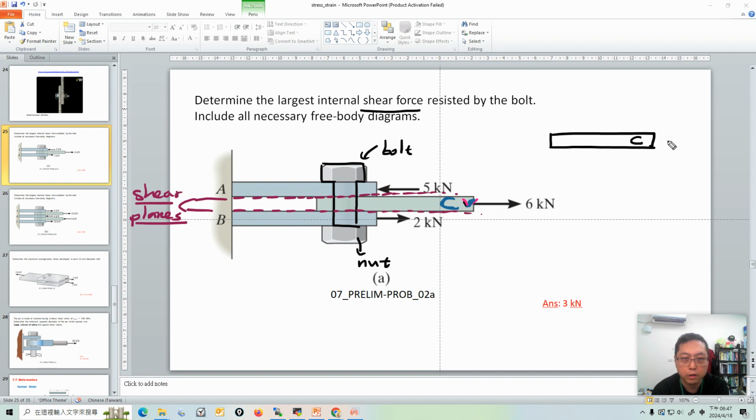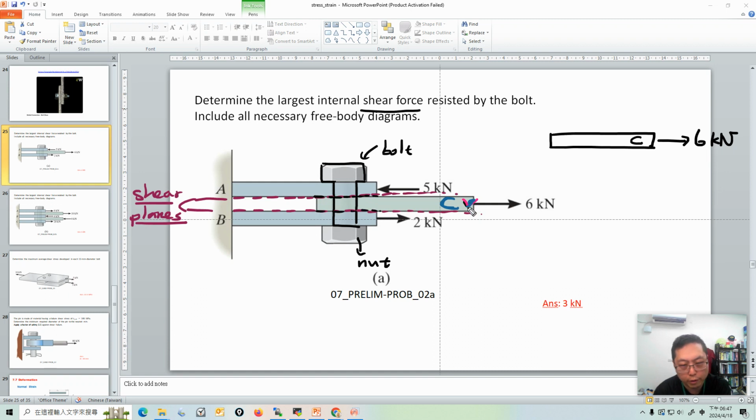C here. And this external force is 6 kilonewton. This is the external force acting on C. Because when you pull this section, everything is static, and this rod C has contact with A, and C has contact with B. The shear plane, you have contact here. So C has contact with A and C has contact with B.